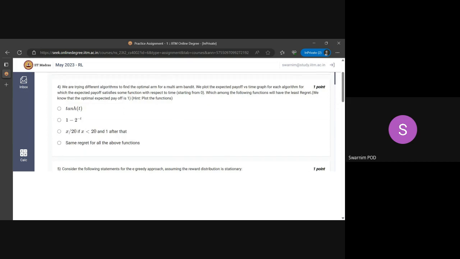Question number 4. We're trying different algorithms to find the optimal arm for a multi-arm bandit. Plot the expected payoff versus time for each algorithm, for which the expected payoff satisfies some function with respect to time. Which of the following functions will have the least regret? Know that the optimal expected payoff is 1. Yeah, if you plot them, that's the option.